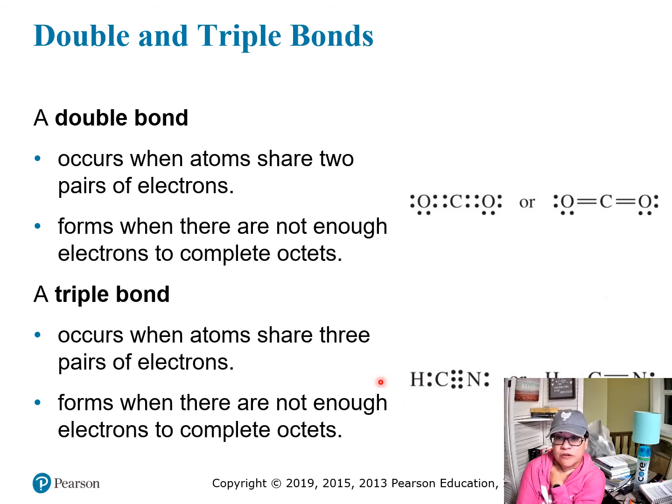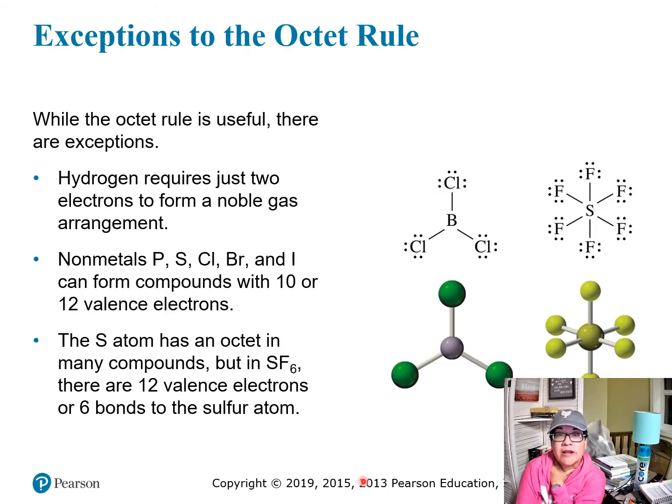And all of these are going to form octets. So your nitrogen is going to have 8, your carbon is going to have 8, and then your hydrogen is going to have 2. There are exceptions to the octet rule, so they don't always obey the octet rule, of course, because it's nature. Some of the example ones are hydrogen. So hydrogen just needs 2 electrons, so that's a weird one. It's not going to need 8.